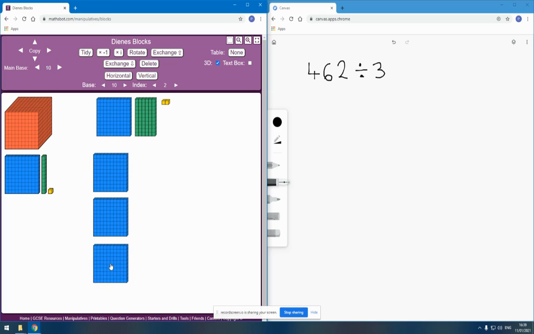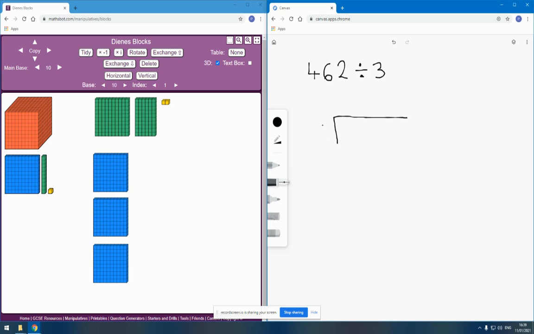And we can see that that's exactly what's happened here. I have my 400s. I can share 100 into each of my 3 shares, but then I have this leftover 100, which I can't share into my 3 shares equally in its current form. So what I'm going to do is take that 100 and exchange it for 10 tens.